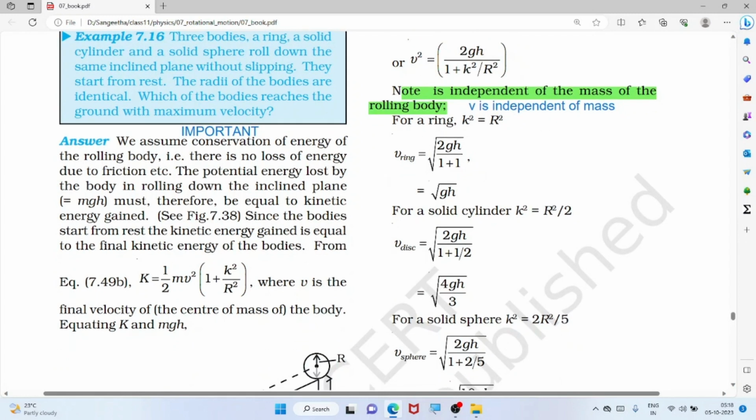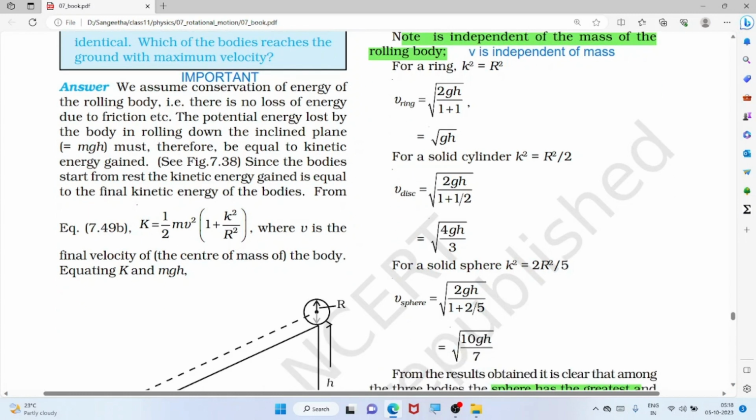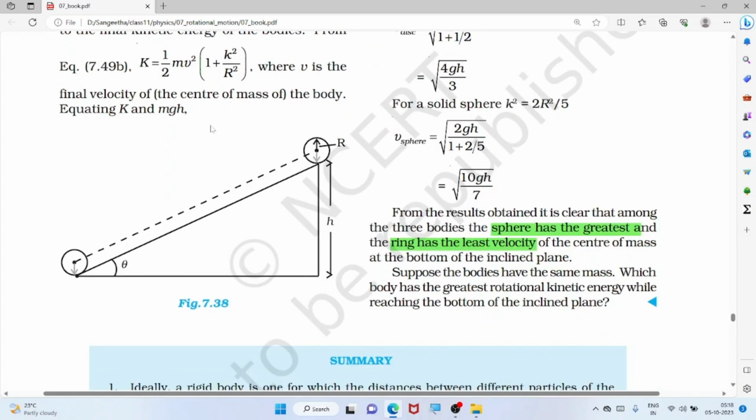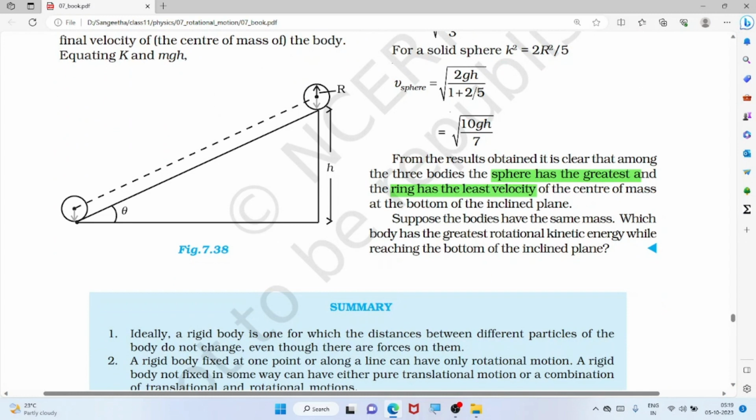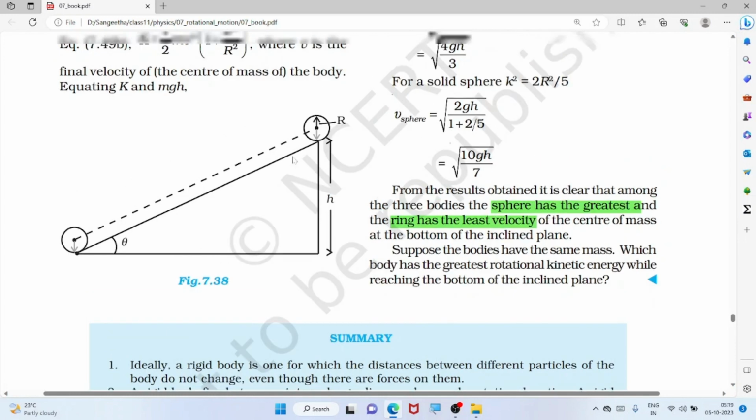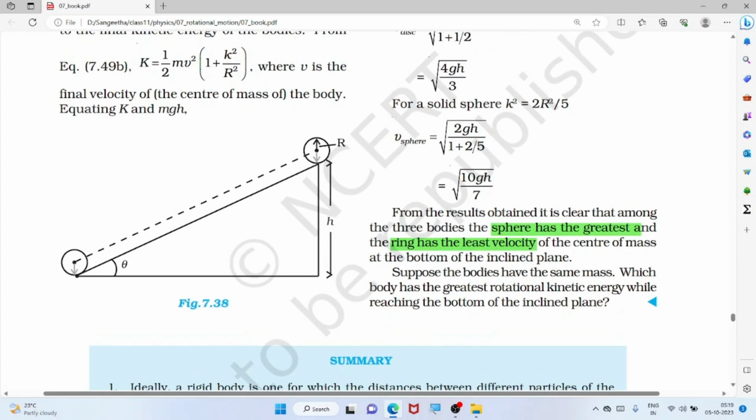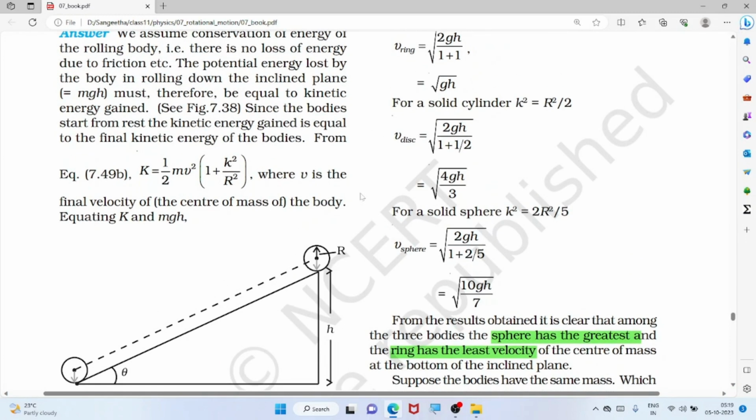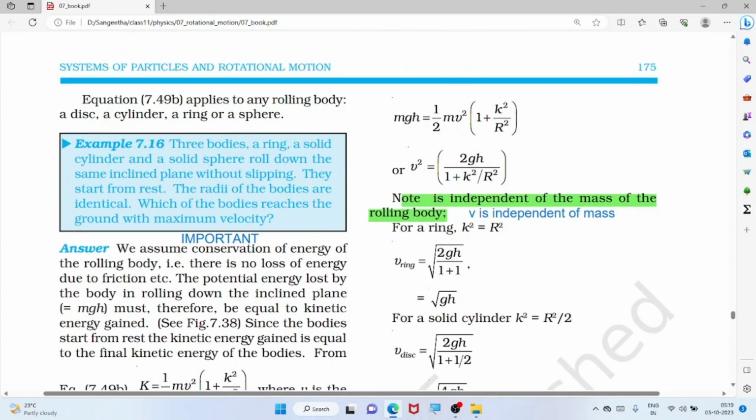Here this is for the ring velocity. See, there is no mass component here. Here also there is no mass component, here also there is no mass component. That is why it's important: the rolling velocity is independent of mass. The sphere has the greatest velocity and the ring has the lowest velocity. The sphere comes first on the inclined plane, and the ring has the lowest velocity. The important thing is that velocity is independent of the mass in this situation.